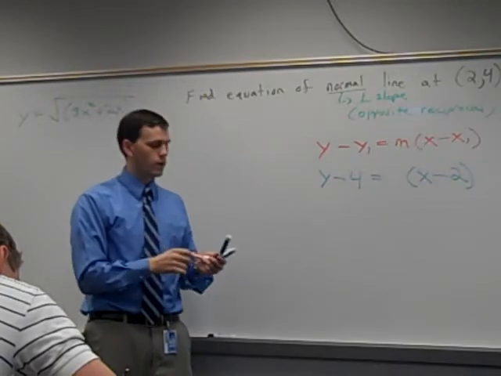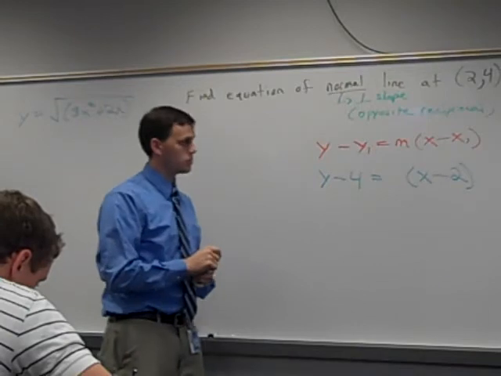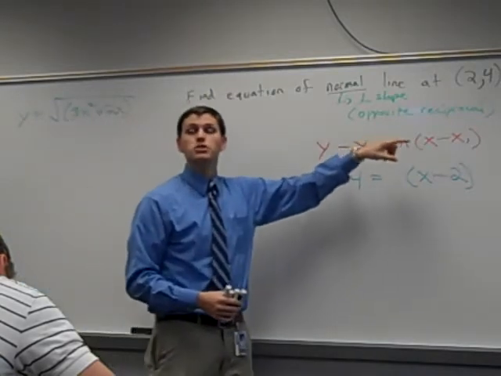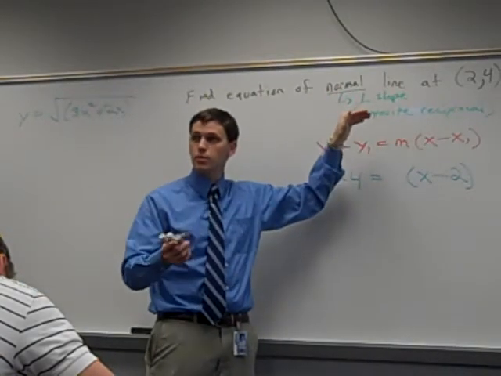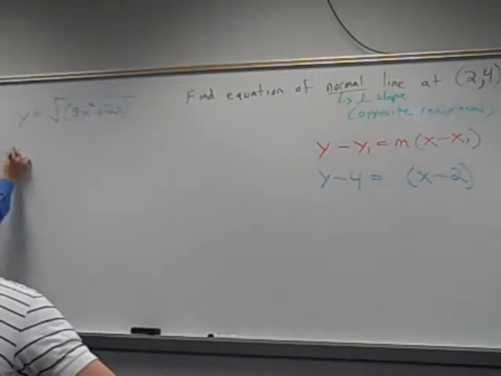And how do we find my slope? Take the derivative of your function and then plug in. Right, we need the derivative at 2. That'll give me the slope of my tangent line. Take the opposite reciprocal, and we're good to go. So let's find the derivative over here. So dy/dx.